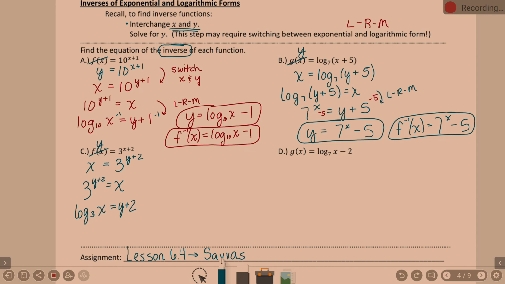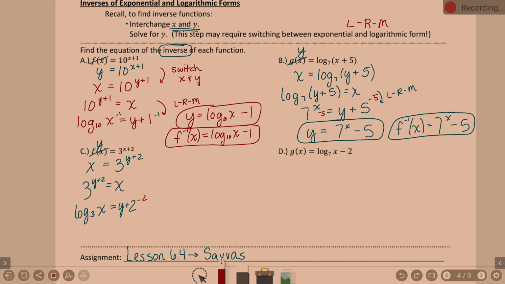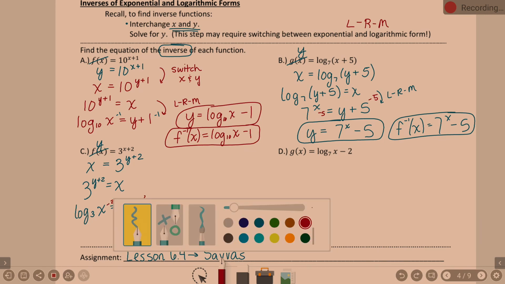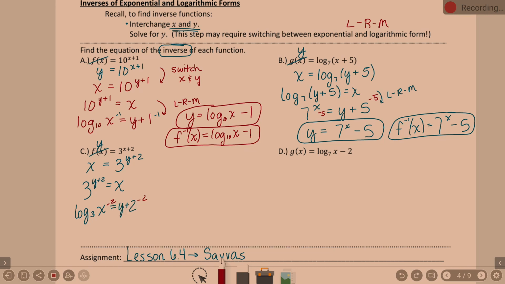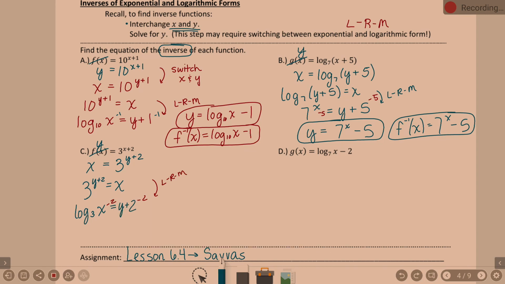How do I solve for y? Okay, subtract 2. And again, we did a left, right, middle. What do we get as an answer? Okay. Log base 3 of x minus 2.